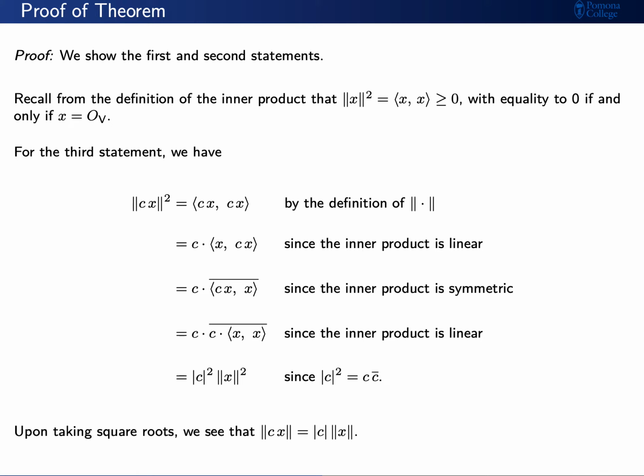So this is equal to our scalar c times the complex conjugate of the inner product of c times x with x. Again, since our inner product is linear, we can pull our new scalar c out, and now we have c times c conjugate times the inner product of x with itself. C times c conjugate is just the absolute value of c squared, and the inner product of x with itself is the norm of x squared. Upon taking square roots, we do find that the norm of c times x is equal to the absolute value of c times the norm of x.